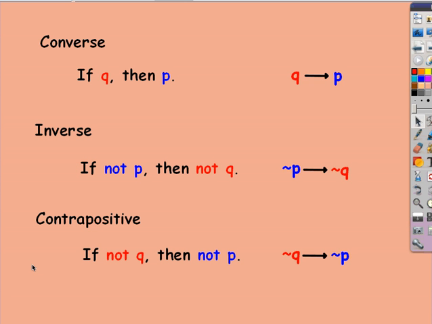Now these can get tricky. The wording can get complicated. Take some practice, and I'm going to do some examples here in a second. But you'll be asked to write the converse, the inverse, and the contrapositive of an original conditional statement.